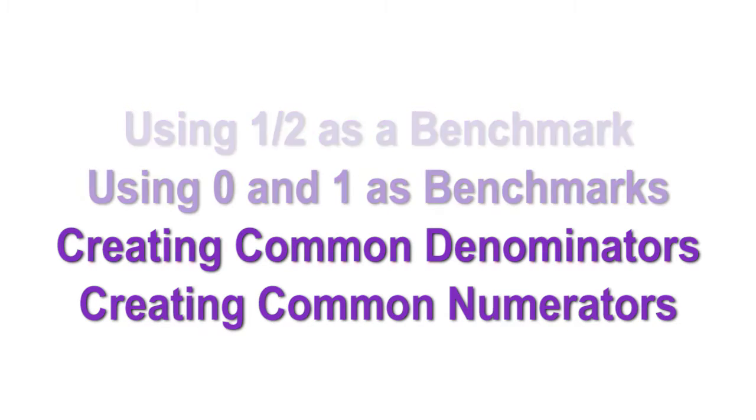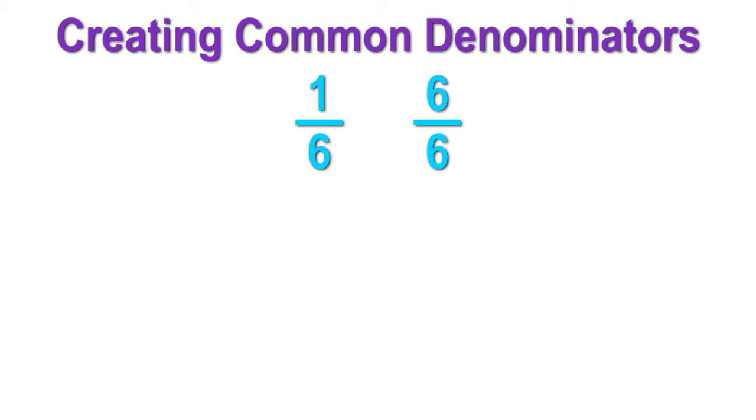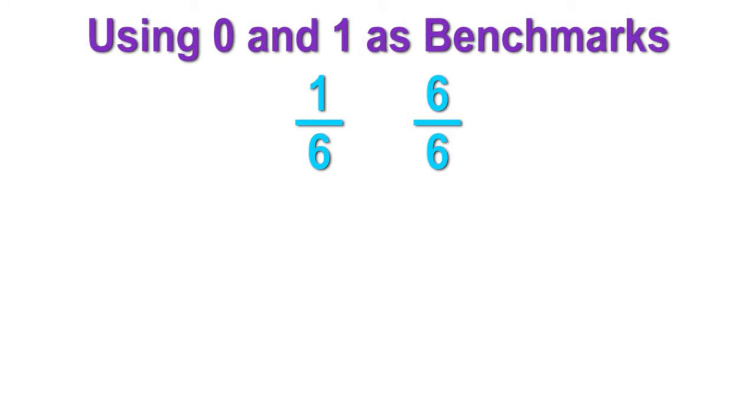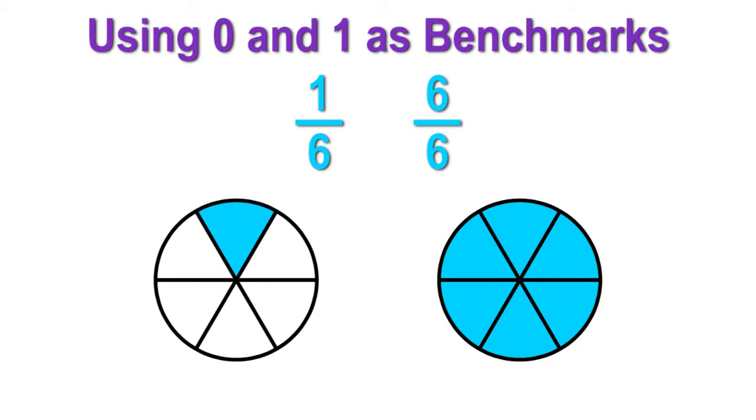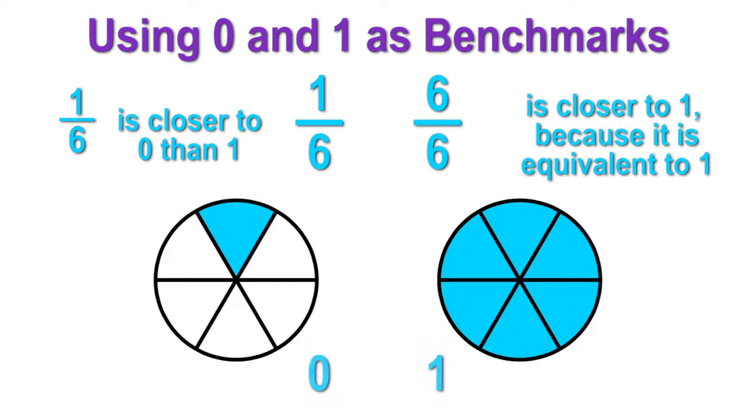The first pair of fractions we will compare are 1/6 and 6/6. These two fractions could be compared directly as they already have the same denominator, or they could be compared by using 0 and 1 as benchmarks. By drawing a visual representation of each fraction, we can see that 6/6 is closest to the benchmark of 1 as it is equivalent to 1. 1/6, on the other hand, is closer to the benchmark of 0. Since each fraction is closer to a different benchmark, we can use the benchmark values to compare the fractions. 0 is less than 1, therefore 1/6, while greater than 0, is less than 6/6.